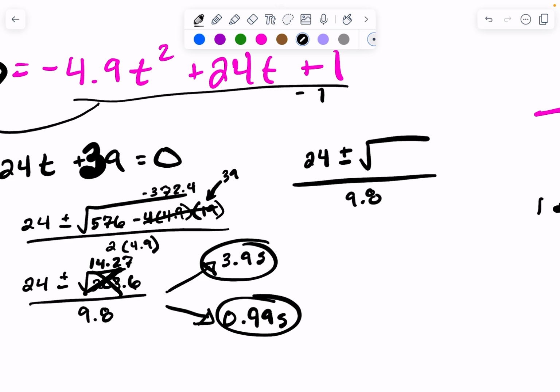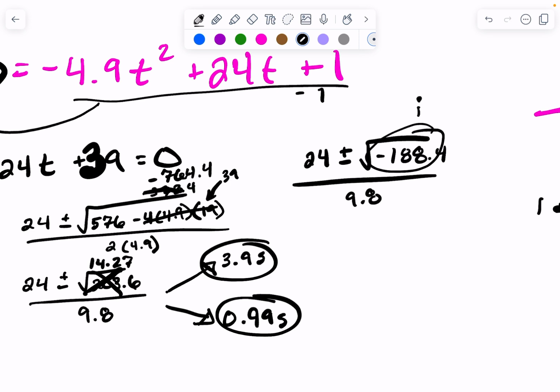I'll have the square root of 576 minus 4 times 4.9 times 39, which is 764.4. If I take 576 and subtract that, I get negative 188.4. And this is going to end up being an imaginary number.